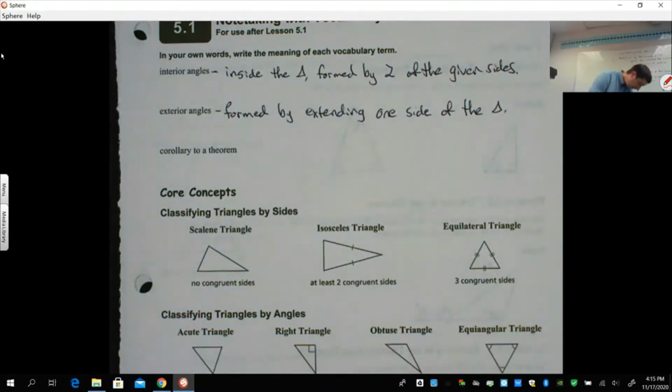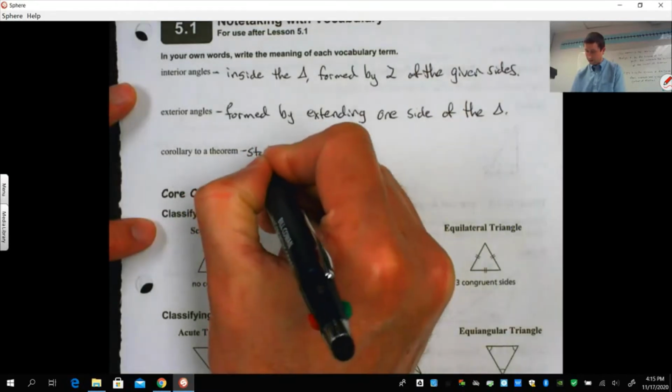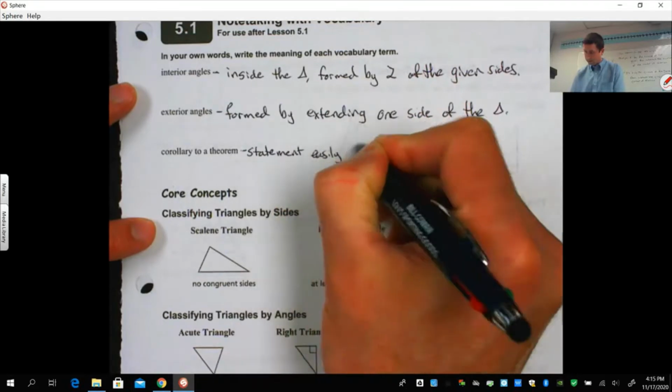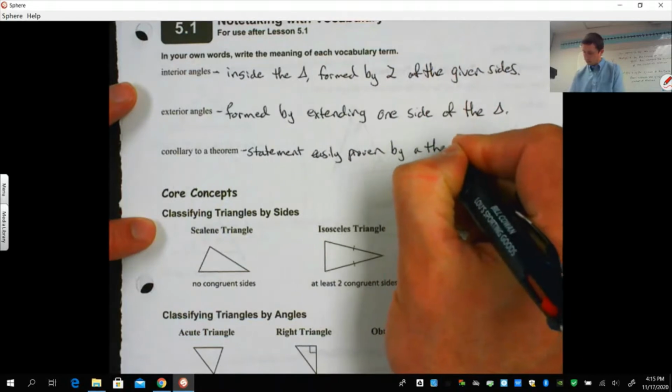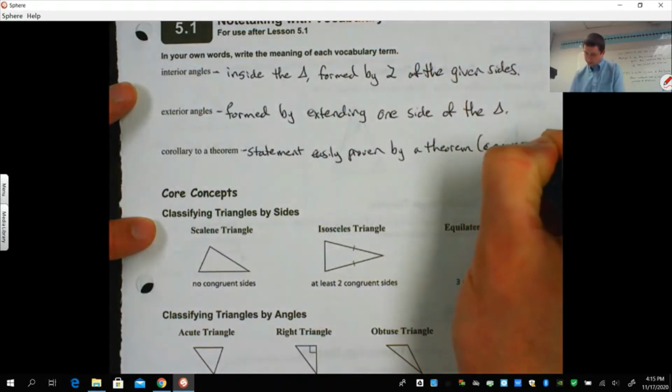Okay, and corollary to a theorem, that gets into some of the technical stuff. A corollary is just an add-on to a theorem. So we have a lot of theorems that we had on there already, and a corollary just kind of adds on to something that we already know. It's a statement that can be proven easily by a theorem. It's kind of the official definition there. Sometimes I just think of it as kind of the common sense approach.